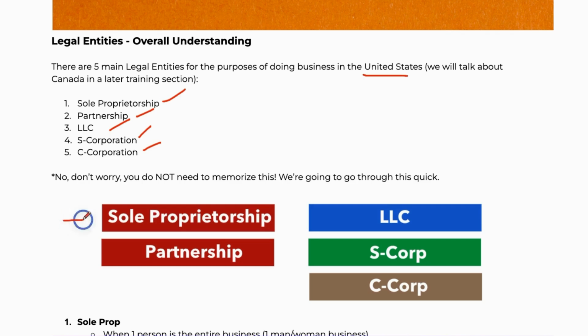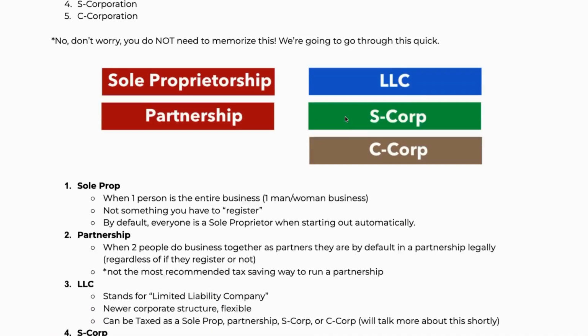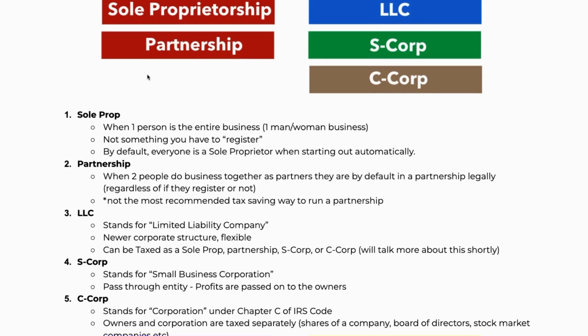So this is the visual. We got the sole prop, we got the partnership, we got the LLC, we got the S Corp, and we have the C Corp, okay? Again, all of this is fancy schmancy language for you right now. Don't worry. We're going to dive into that even more. Let me give you just a quick overview just so you understand, okay?